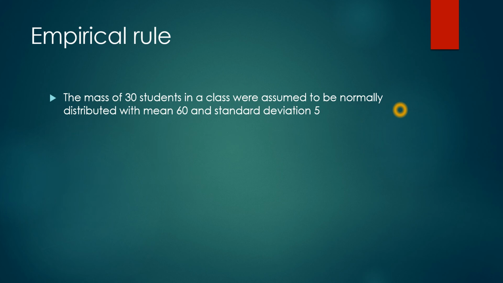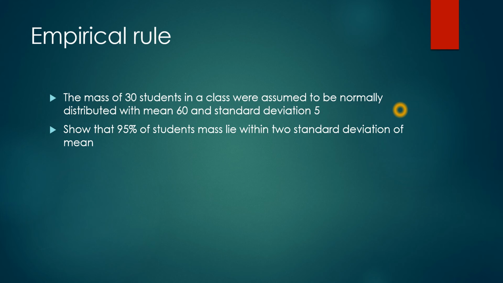As an example, we take the mass of 30 students in a class. We assume the mass to be normally distributed. The mean is 60 kilograms. The standard deviation is 5 kilograms. We need to show that 95% of students' mass lies within 2 standard deviations of the mean.